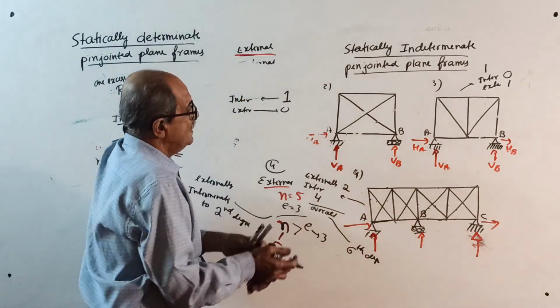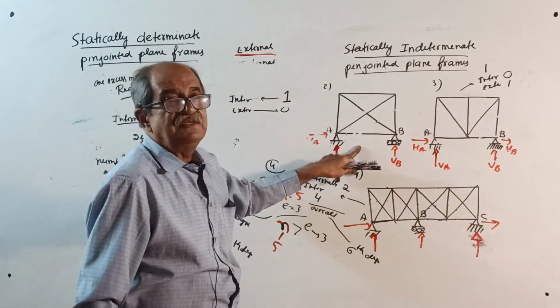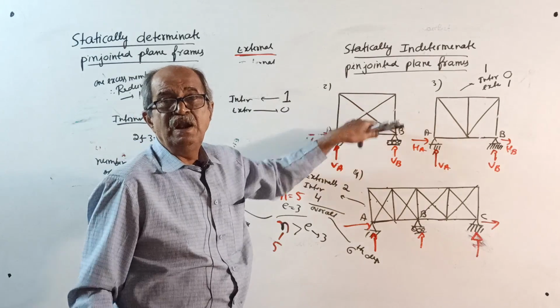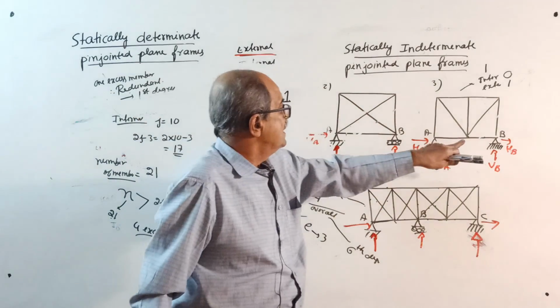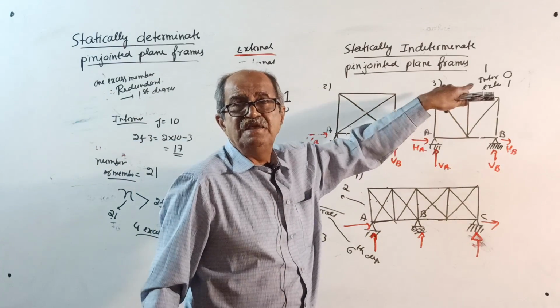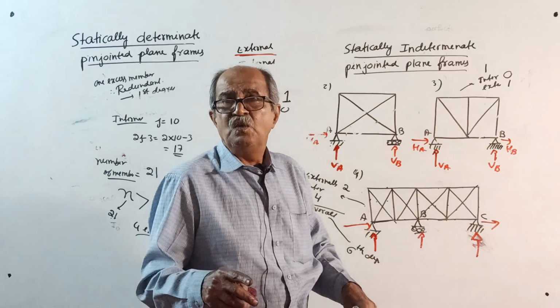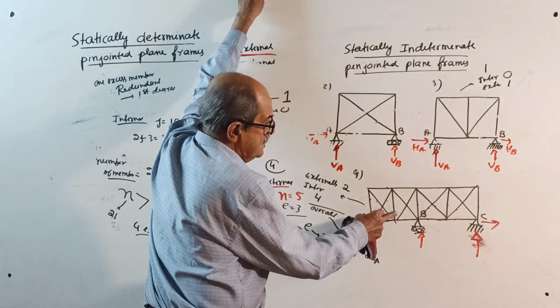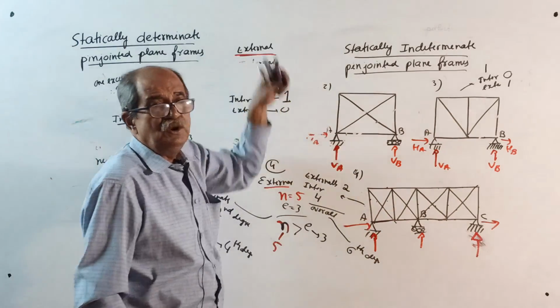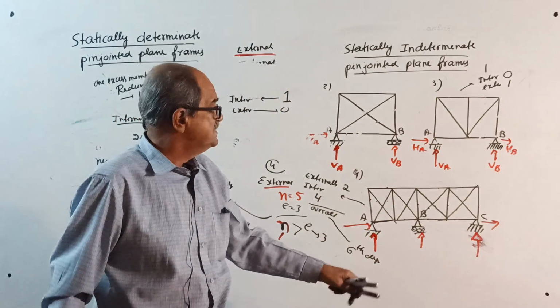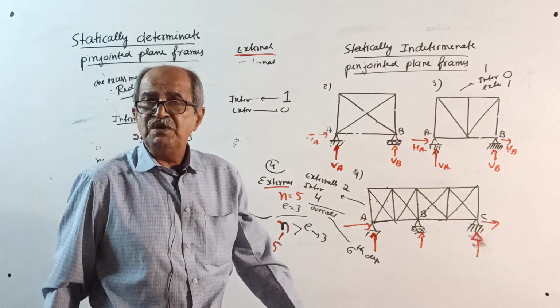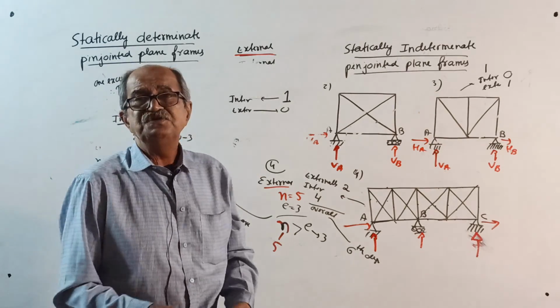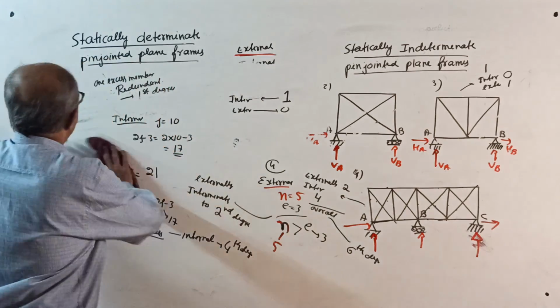That is, see here. Externally 0, internally 1, so first degree. Externally 1, internally 0, therefore first degree once again. Externally 2, internally 4, the total of the complete structure, because analysis means everything you require, it is indeterminate to 6 degrees. Okay, over.